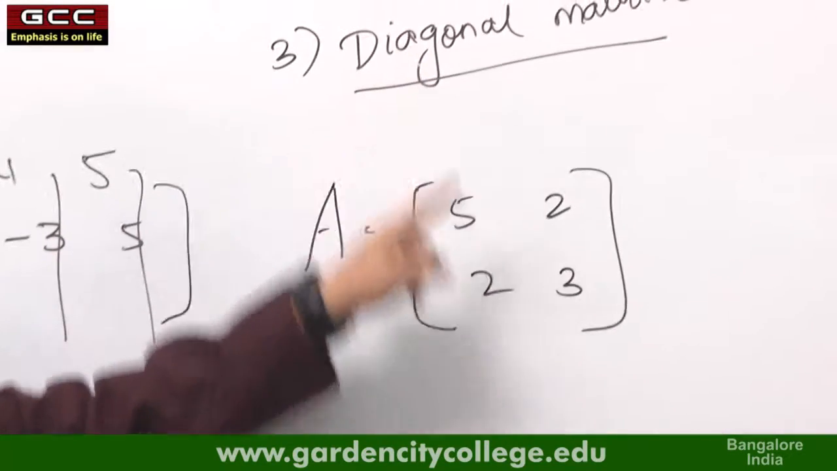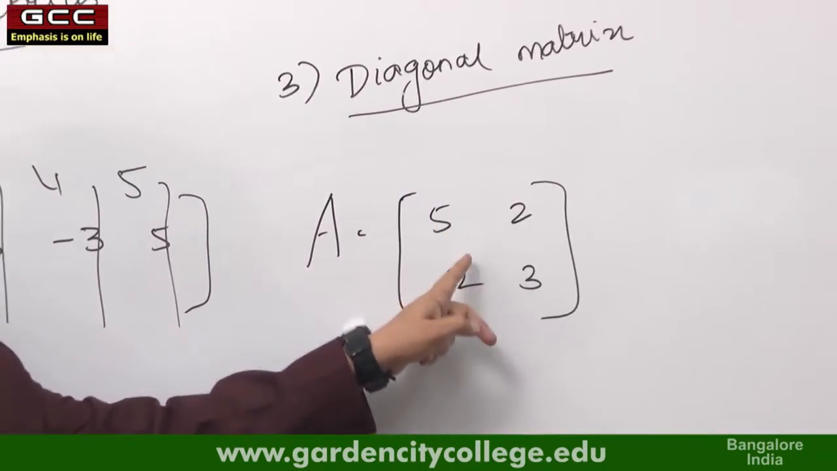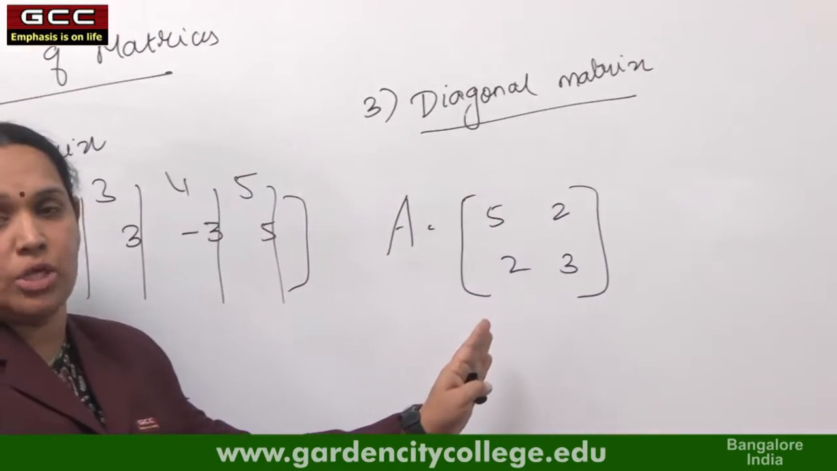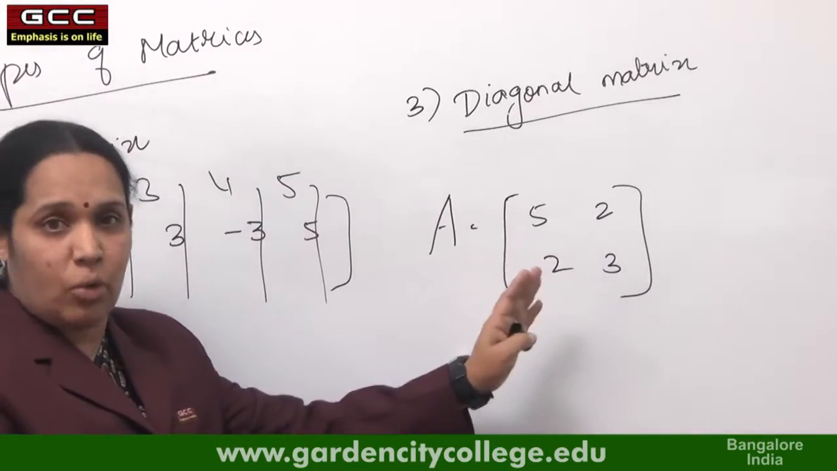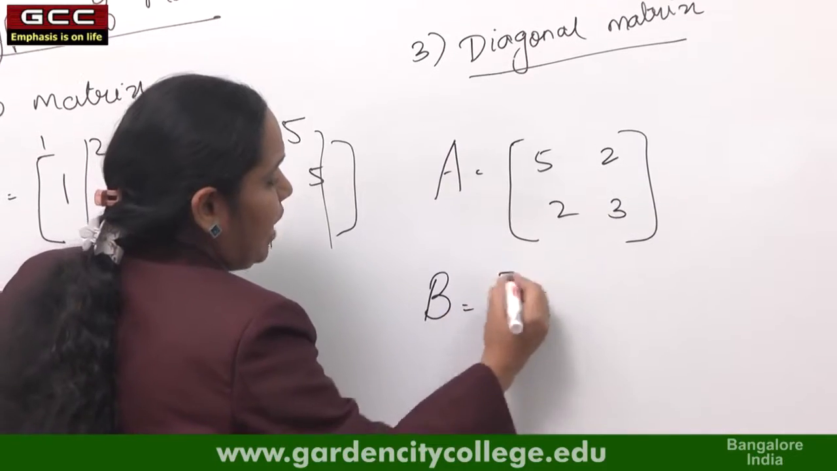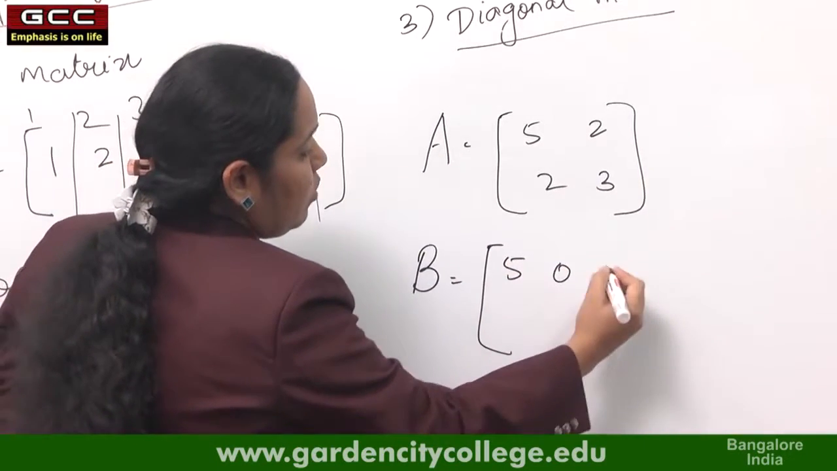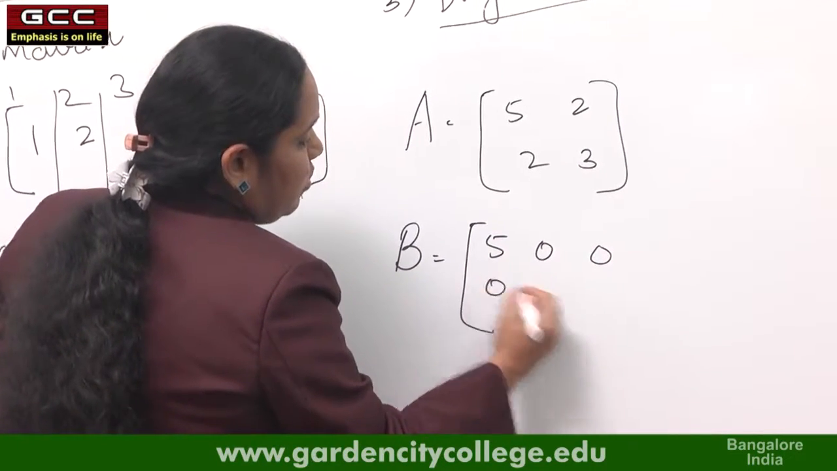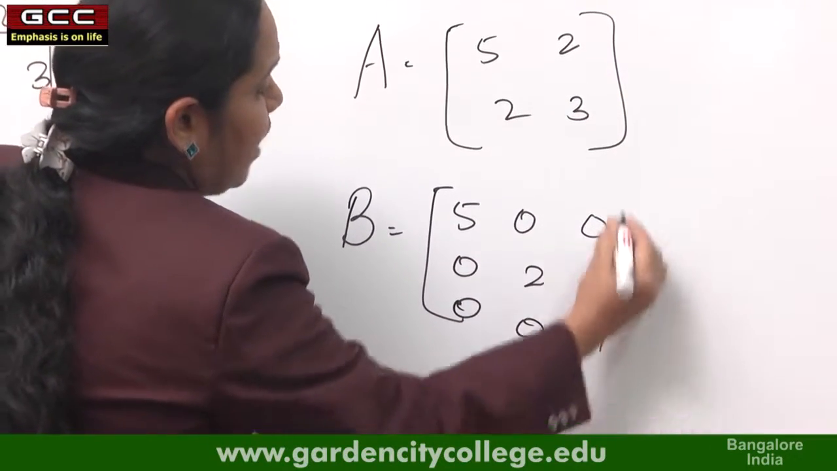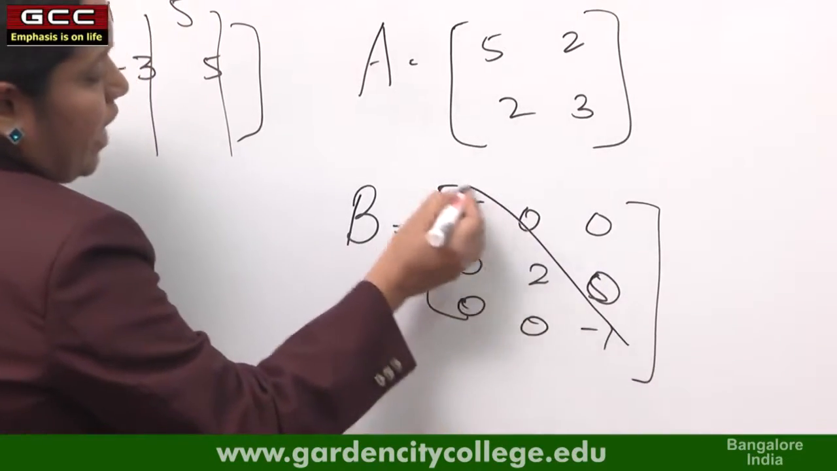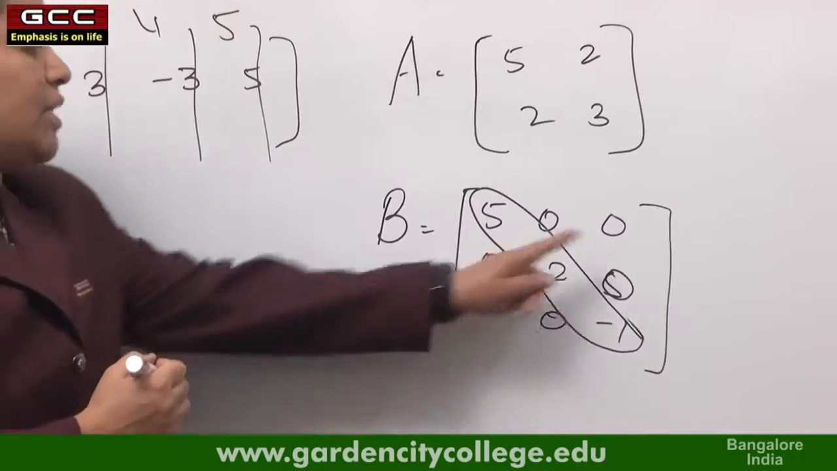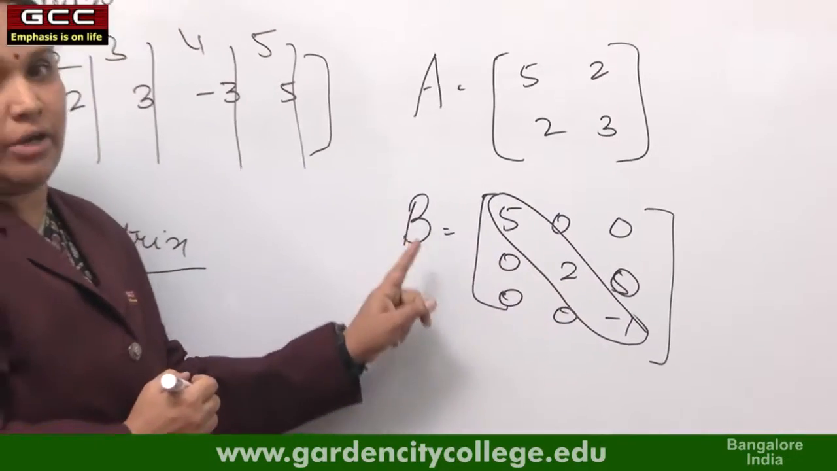So, the diagonal matrix comes here. A diagonal matrix is a square matrix in which only the diagonal elements are non-zero and all other elements are 0. For example, I can represent a diagonal matrix B is equal to 5, 0, 0, 0, 2, 0, 0, 0, minus 1. This matrix, where the principal diagonal elements are non-zero and all other elements are 0, is called a diagonal matrix.